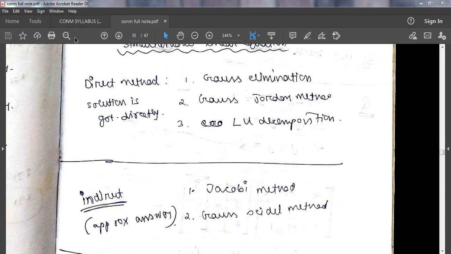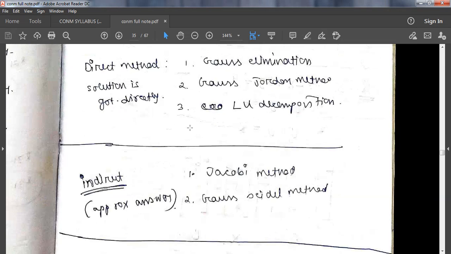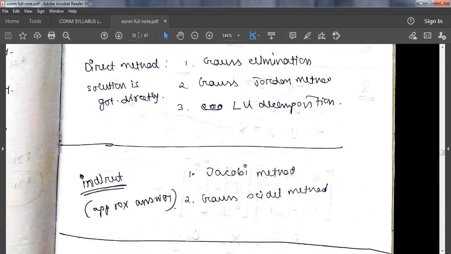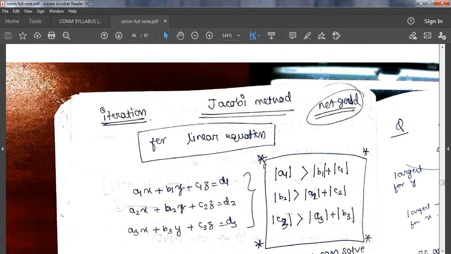Till now, for the solution of the simultaneous linear equations, we have used these direct methods. Today we are going to see the indirect methods, that is the Jacobi method and the Gauss-Seidel method. These are iterative methods, so the result of the first iteration will be taken to the second iteration.